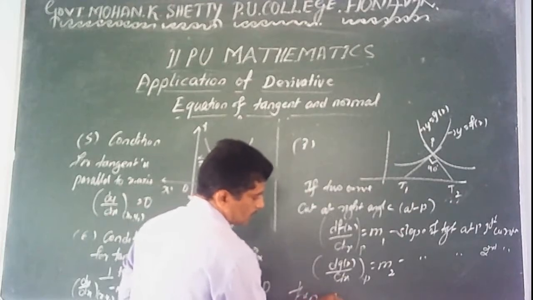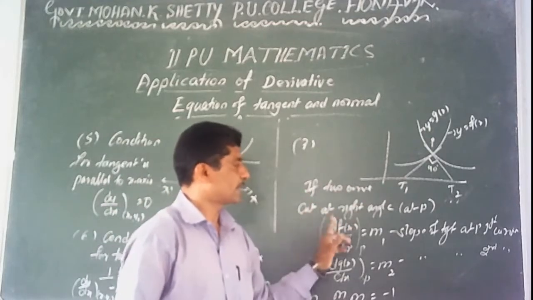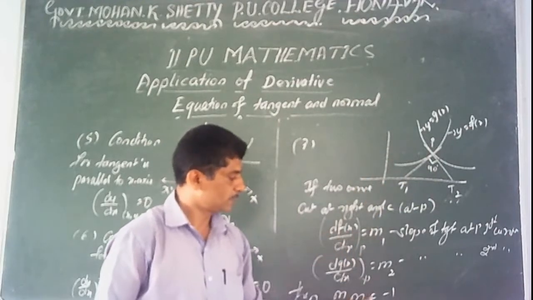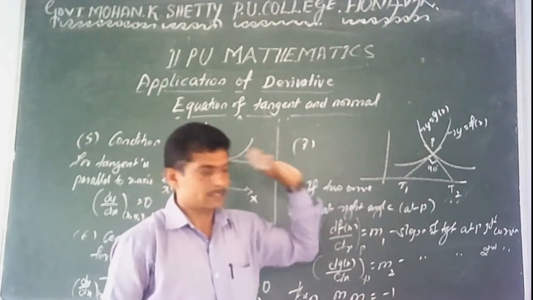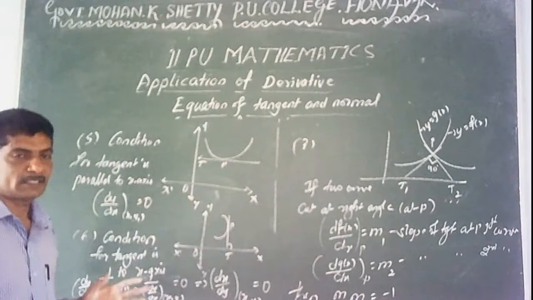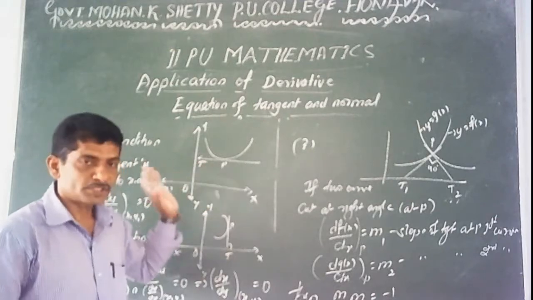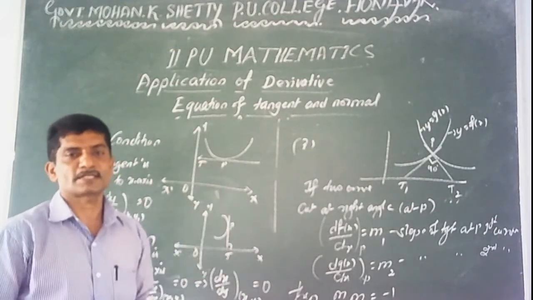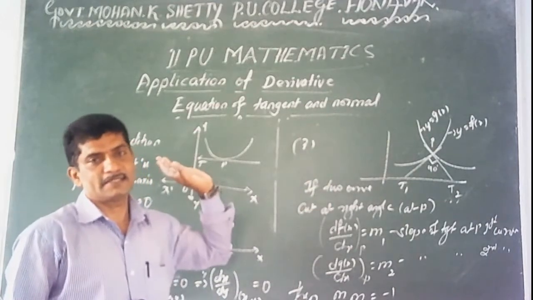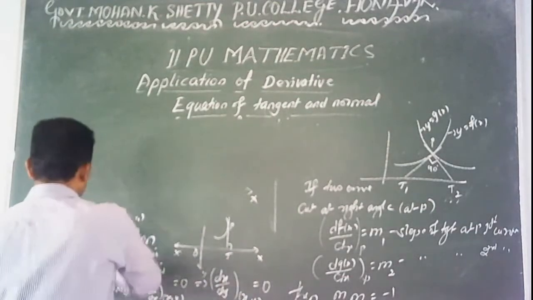Then m1 into m2 is always equal to minus 1. Then you say that two curves cut at right angle. If the product of the slopes at that point is equal to minus 1, the two curves cut at right angles. This is the calculus method. Without drawing the graph, you can find the equation of tangent, slope of tangent, slope of normal, equation of normal, and conditions for the curve: the tangent is parallel to x-axis, the tangent is perpendicular to x-axis, the two curves cut at right angles. These are the applications of the geometrical meaning of dy upon dx.